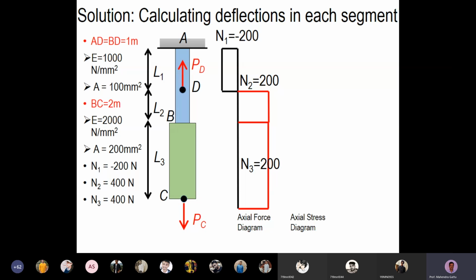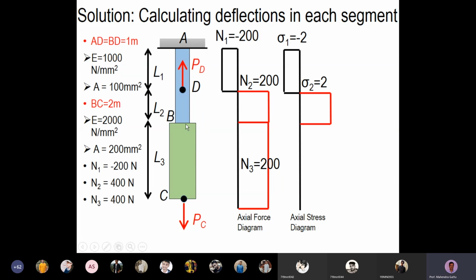Now we can draw the axial stress diagram. Stress value sigma in this segment will be N1 by A1. A1 value is 100, so stress in this portion will be minus 2. Stress in segment BD will be plus 2. Here the area of cross section is 200, so 200 by 200 it will be 1. So the stress in this segment will be 1. This is the axial stress diagram in the bar.